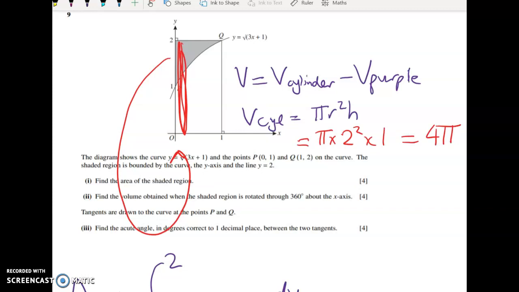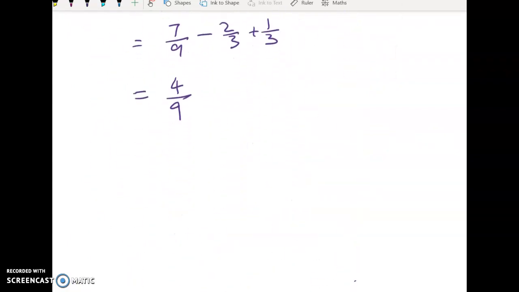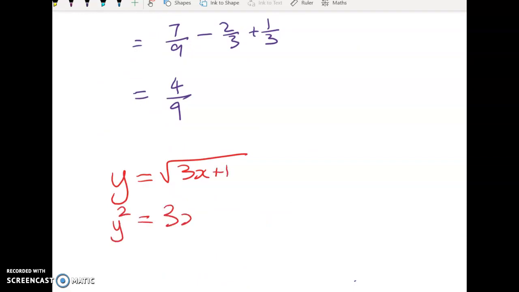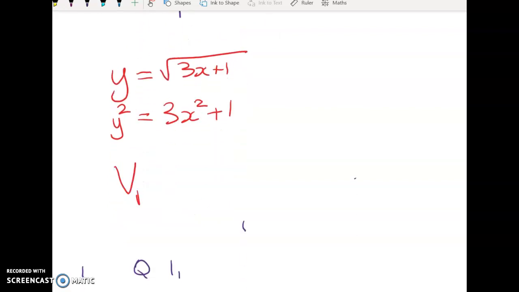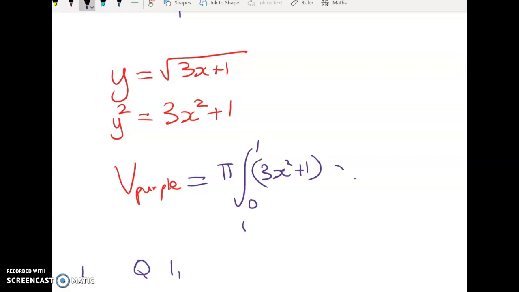Now what about the volume of the purple bit? Well, that's not too tricky, because we've got y is equal to the square root of 3x plus 1. We need to square that for the r squared part of my volume. So V purple is equal to pi times the integral between 1 and 0 of 3x plus 1 dx.